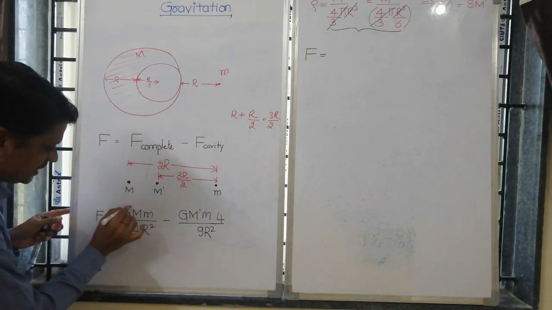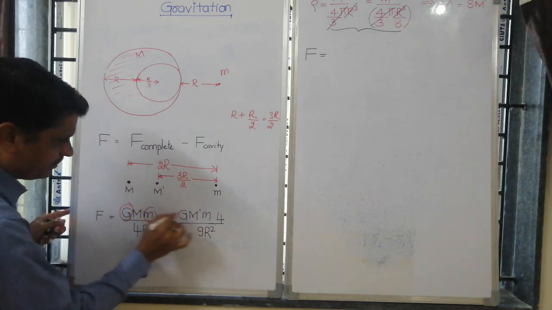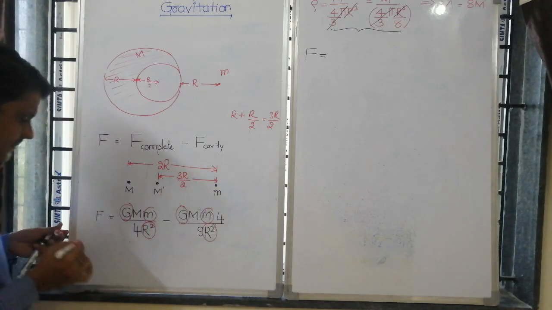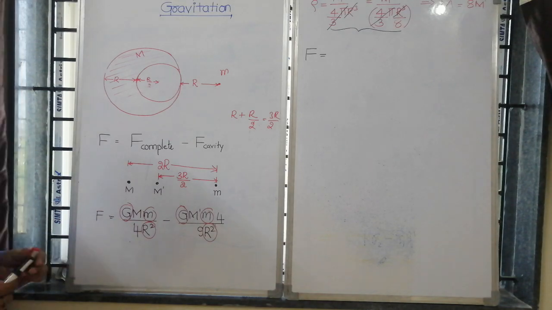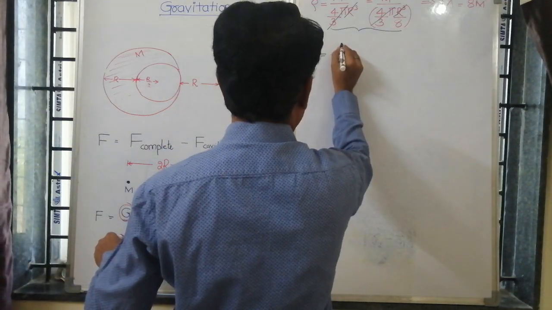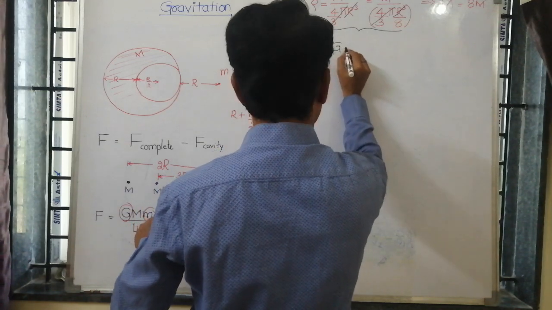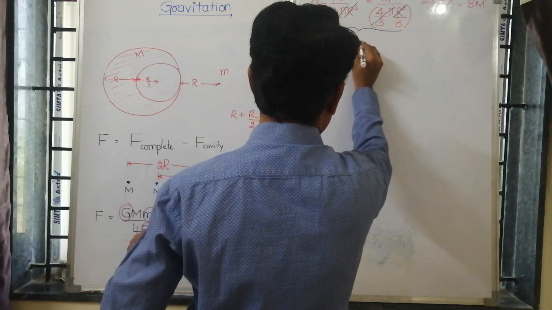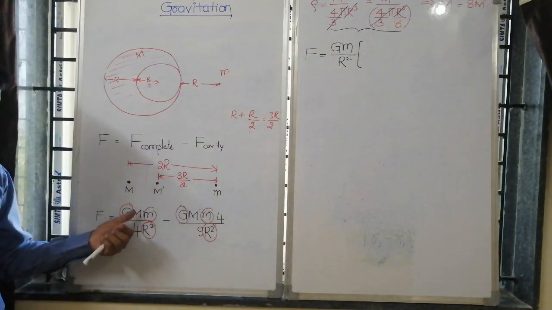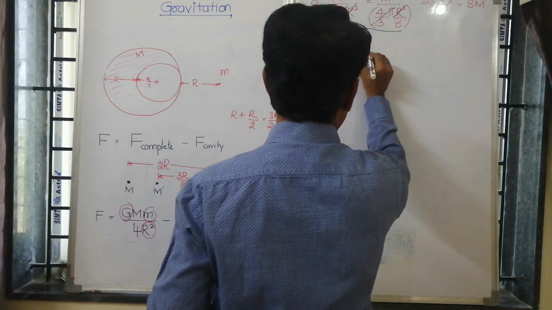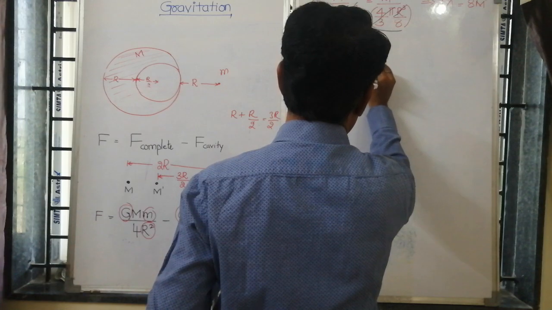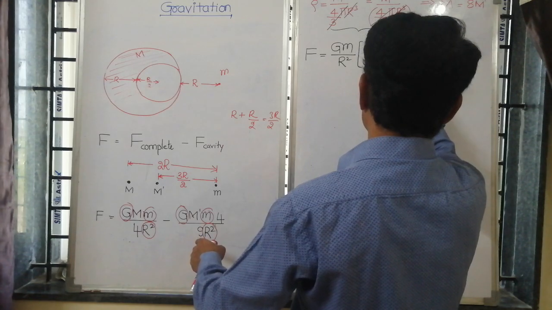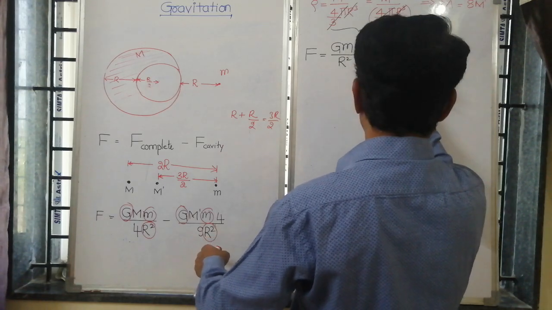Then if I substitute, F is equal to, in both terms, capital G, small m, and r square are common. I will write the common things first: capital G, small m divided by r square. In the bracket, in the first term we are left with M by 4, minus 4 m dash divided by 9.